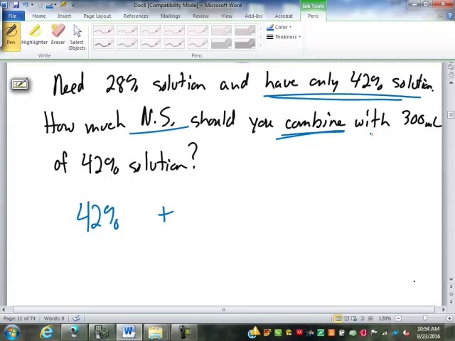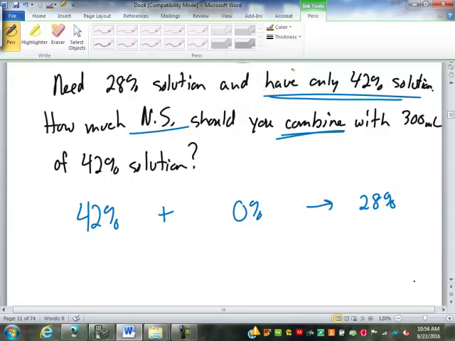NS, neutral solution, which is what percent medication? 0%. That's why it's neutral solution. It contains no medicinal value. It does not alter the concentration of the medication at all. And we want to get a 28% solution.